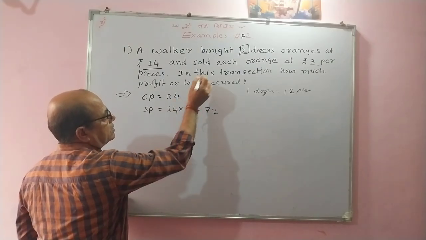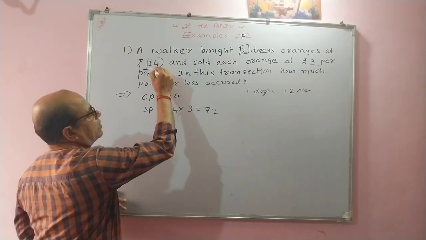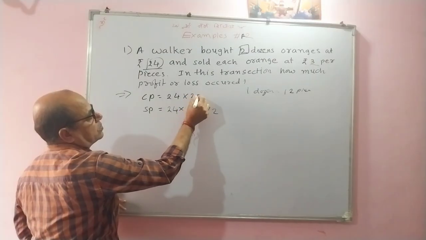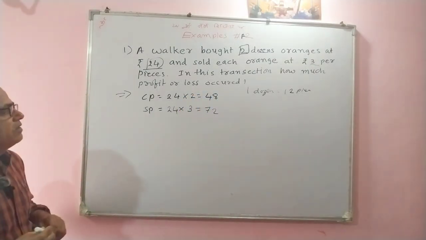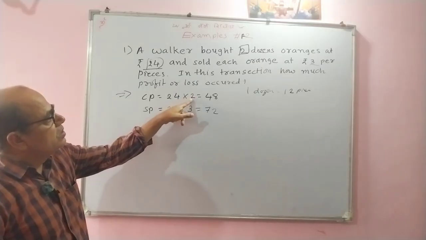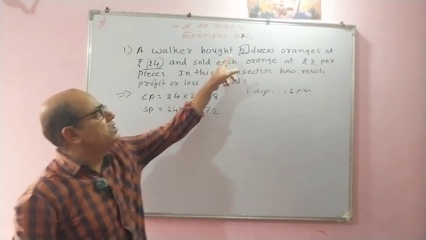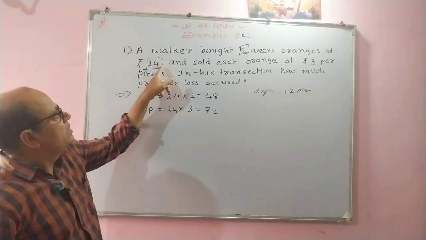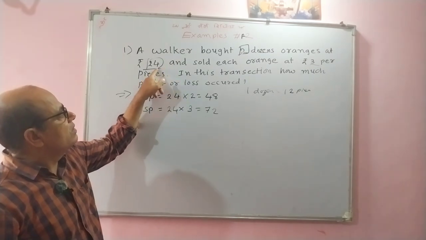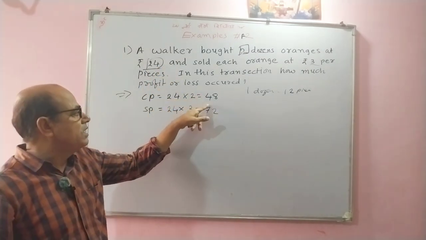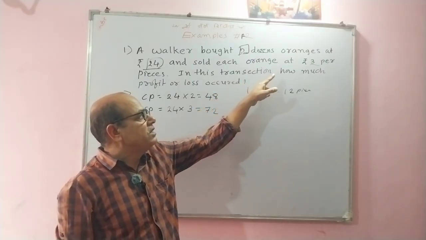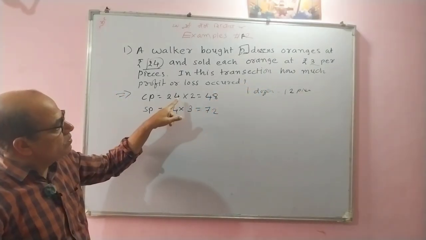Here also 1 dozen's rate is 24, but he has purchased 2 dozens. So what is the CP? CP is equal to 48. Why have I taken 2? Because here it is written 2 dozens. So 1 dozen costs 24 rupees per dozen. So 24 into 2 is 48, and here 1 piece is 3 rupees.